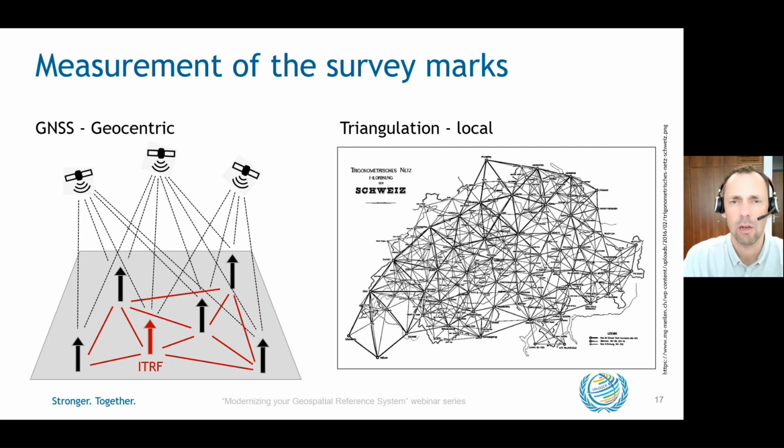On the graphic on the left-hand side, using GNSS observation to the satellites allows us to indirectly create so-called baselines, shown in red. That means the distance and azimuth information between survey marks can be calculated. On the right-hand side, the same information is measured directly using terrestrial techniques like a total station, an electronic distance and azimuth measurement device.